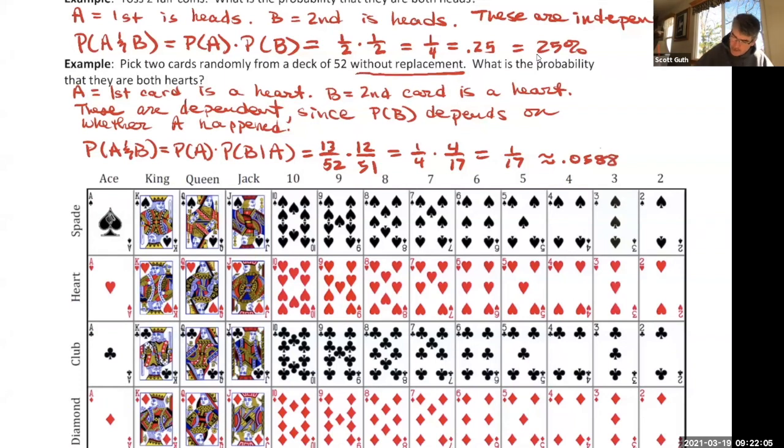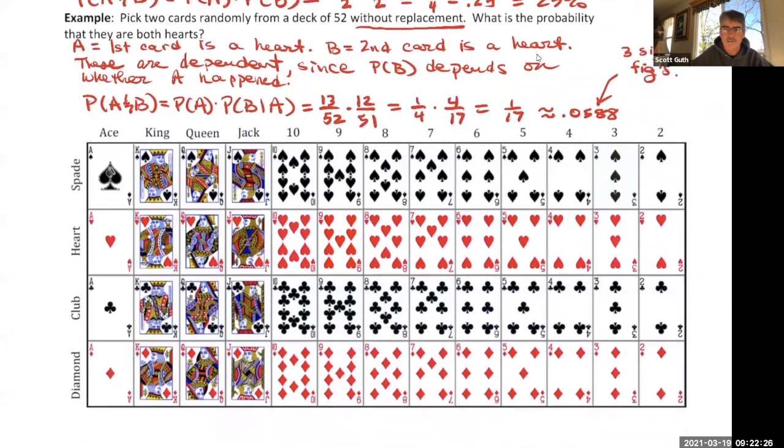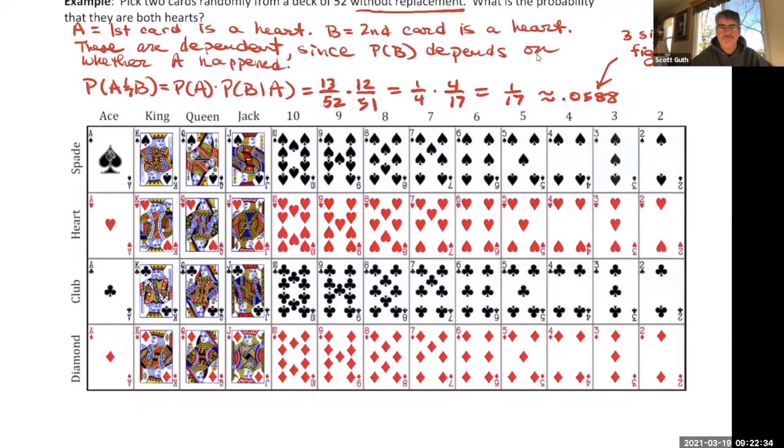Just as a reminder, you're supposed to keep 3 significant figures if you're going to round. The only thing you have to remember about significant figures is that the leading zeros aren't significant. So if you have a leading 0, you've got to carry another digit. It's 4 digits, but there's only 3 significant ones. Any questions about that? All right.